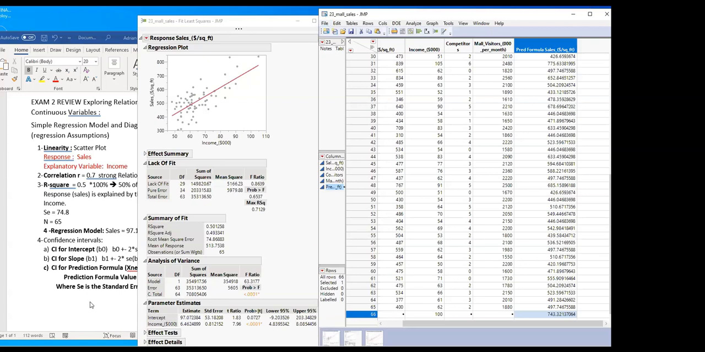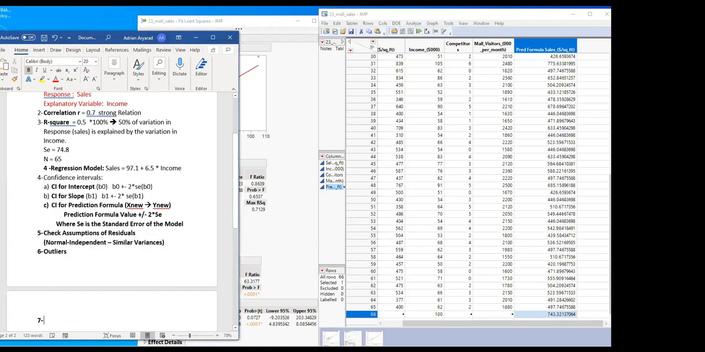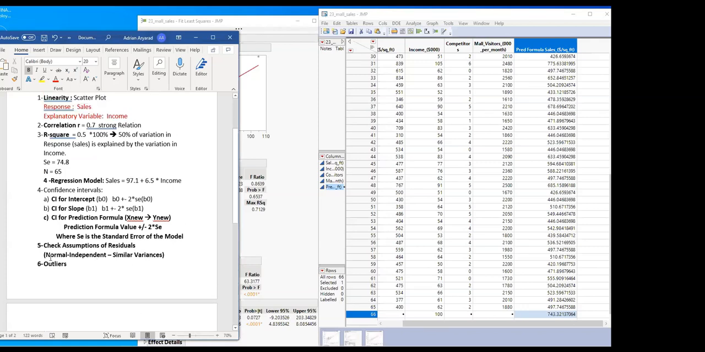next one is checking. So let me write here. Next is number 5, check assumptions. What are the assumptions of residuals? We want residuals to be normally distributed. We want them to be independent, and we want them to have similar variances, right? Where do we check these? There are different ways we can check these values. Let's go over that. And before I forget, let me add here, we can also have number 6, outliers, and I think that's it. Okay. So normality, independence, and similar variances.